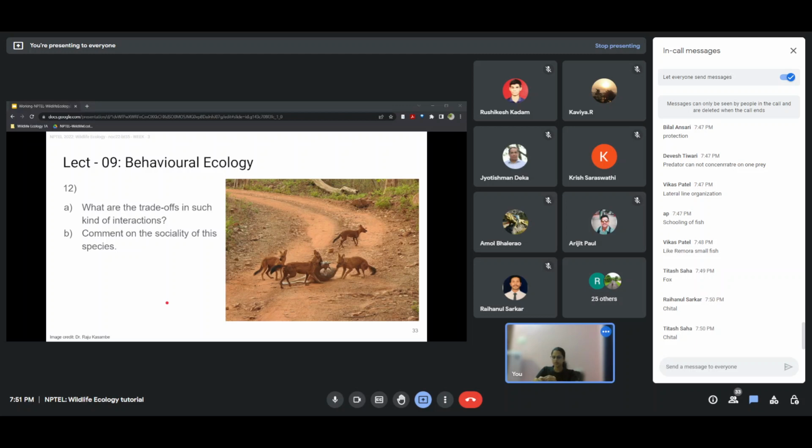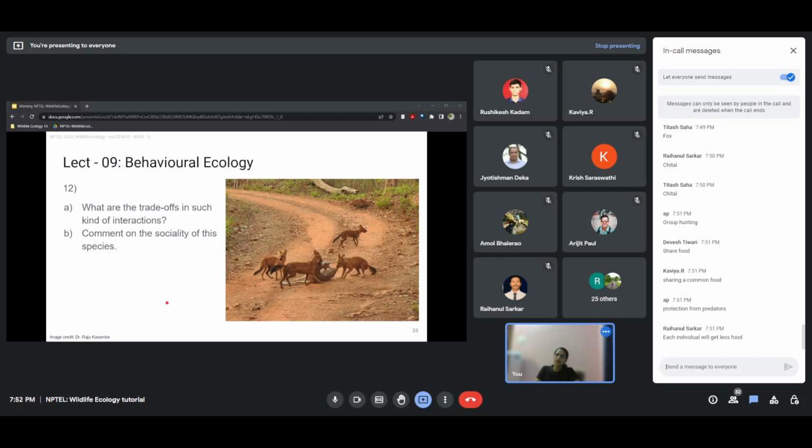What are the trade offs of living in a social group? Like, let's take, for example, the dholes, where you have multiple members. Yes, correct. Group hunting, you're able to hunt down prey that is much larger in size. Right. So, sharing a common food. Is this a cost or a benefit?